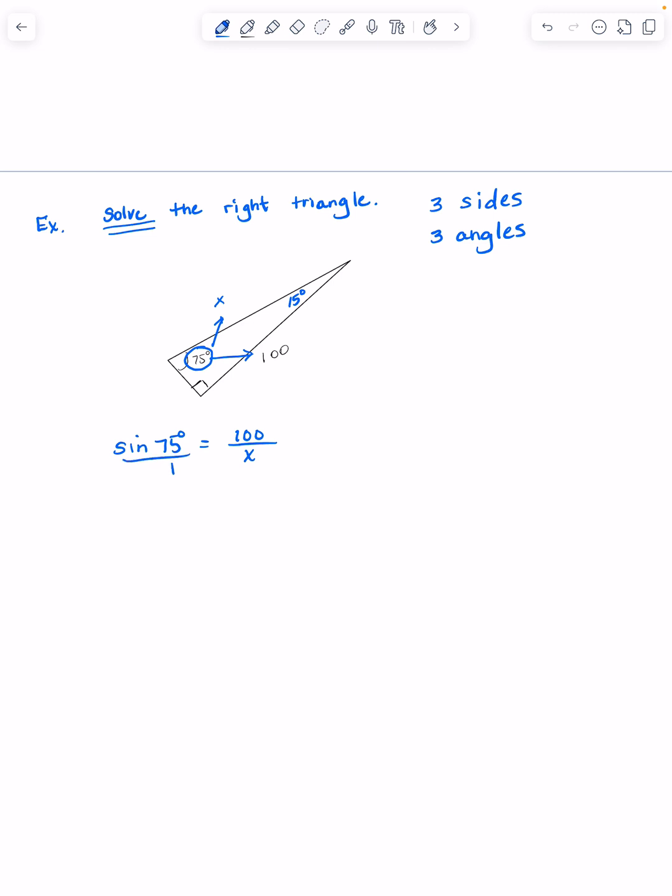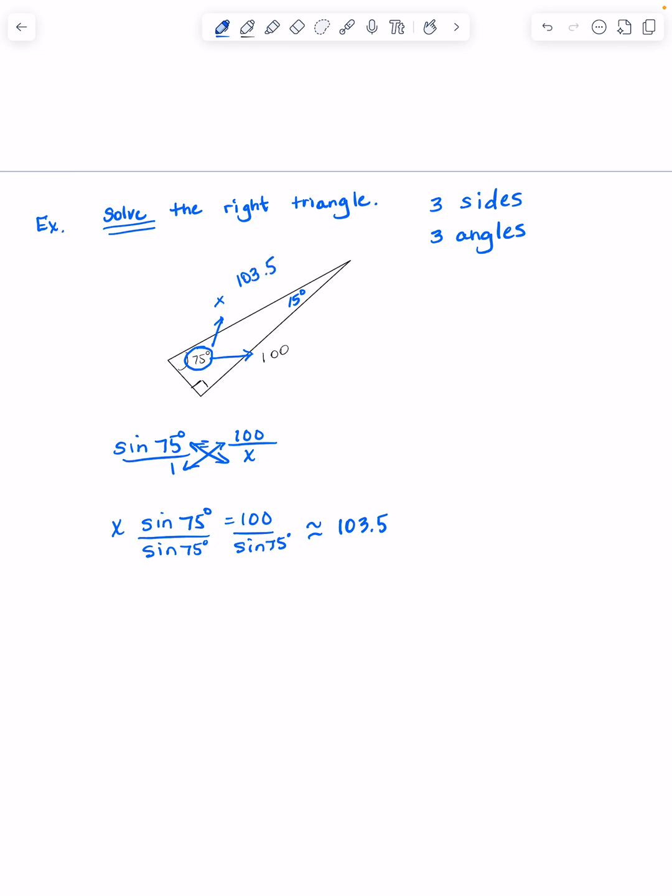Once again, I'm going to cross multiply and solve this for x. So I've got x times the sine of 75 degrees equals 100. To isolate x, I divide both sides by the sine of 75 degrees. You're using your calculator here. When you plug that in your calculator and approximate it, it's approximately 103.5. So this hypotenuse is 103.5.